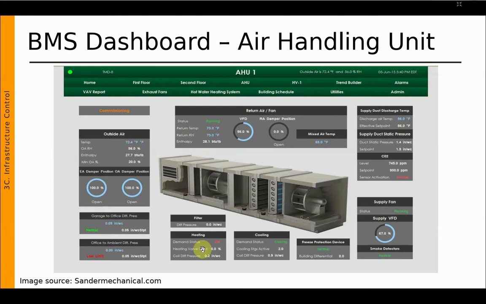So we can see this heating. Heating status is off, heating valve command is 0%, and coil differential pressure is 0.2 inch. And another one is in cooling, and also freeze, supply fan, smoke detector, something like that. There are so many parameters that we can monitor on an air handling unit.